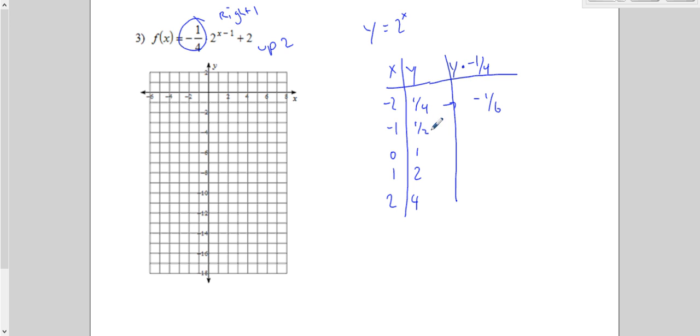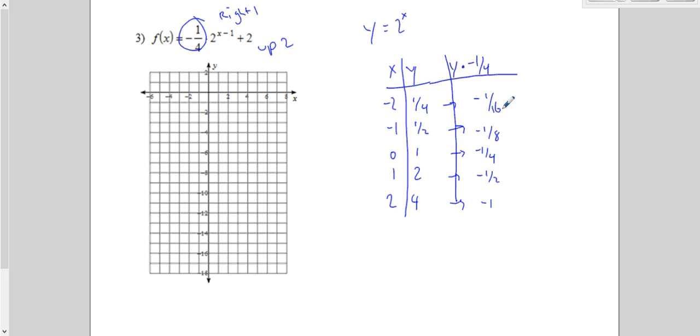Okay, 1/2 times negative 1/4 is negative 1/8. That's negative 1/16 up there. So negative 1/8. 1 times negative 1/4 is negative 1/4. 2 times negative 1/4 is negative 1/2. And 4 times negative 1/4 is negative 1.